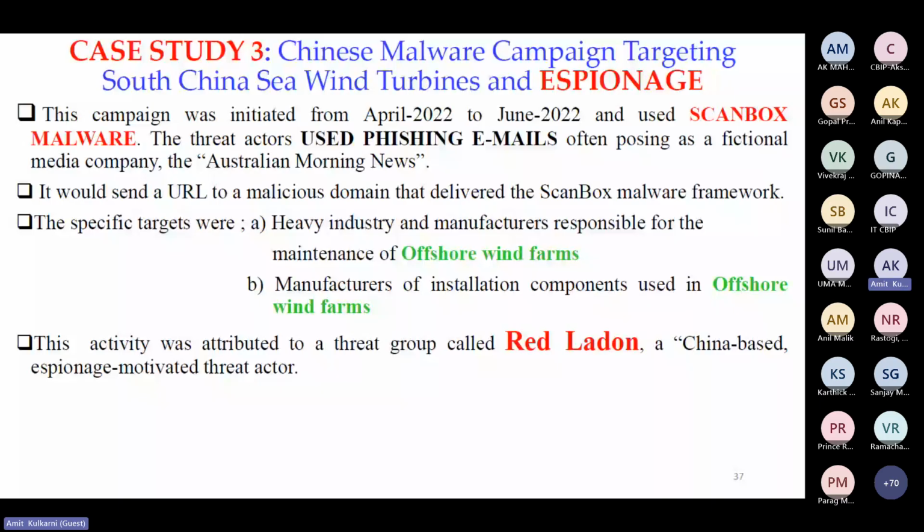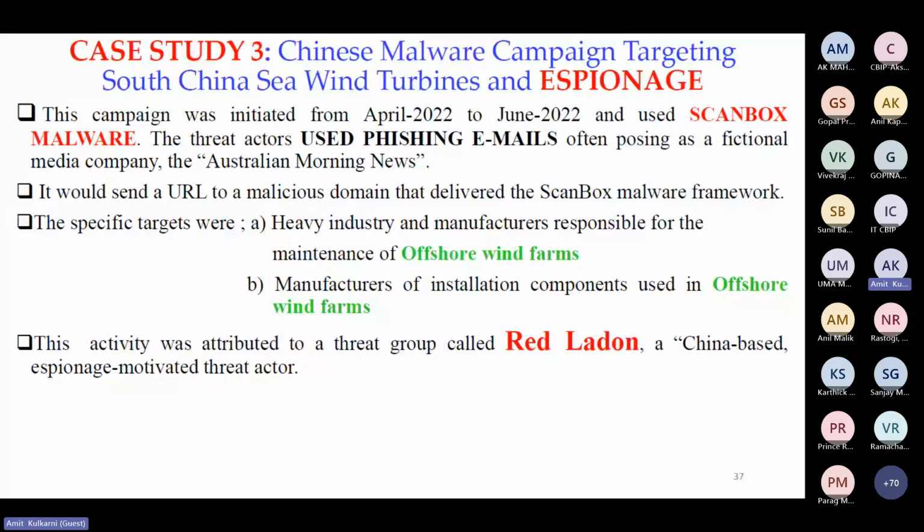And what was done? A URL was sent, supposedly from an Australian news daily, the morning news or a media company, sending a mail which was actually fictitious. The moment you clicked it, the malware would enter your system, and the specific targets were the heavy industry and manufacturers responsible for the maintenance of offshore wind farms.